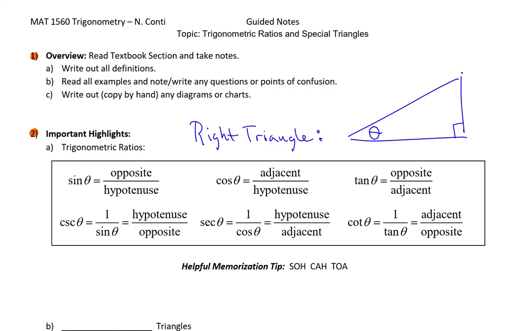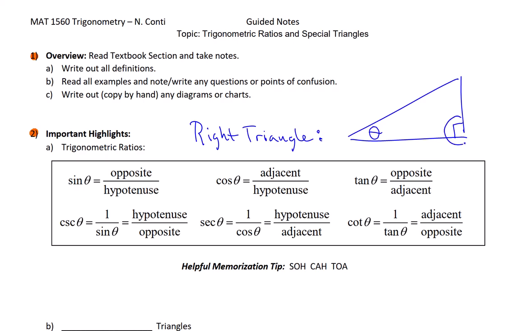And it does not matter which of the other angles we label. I'm just going to pick one of them. You could as well just pick the other. It doesn't really matter. But the way we label that angle theta will determine which side of the triangle is labeled which. So here's what I mean.